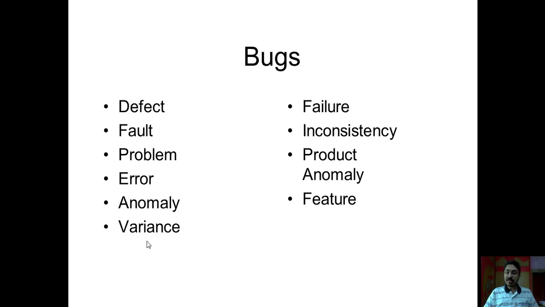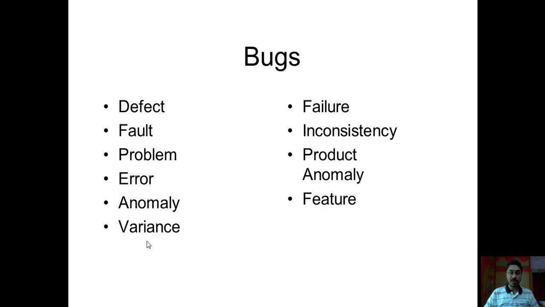Then there is a product anomaly. Product anomaly means the product is not exactly what it should be. For example, there is a calculator. A calculator should do addition, subtraction, multiplication and division. But the addition feature is not working properly. So we can say there is an anomaly in the product. It is not working the way we expect from that particular product.